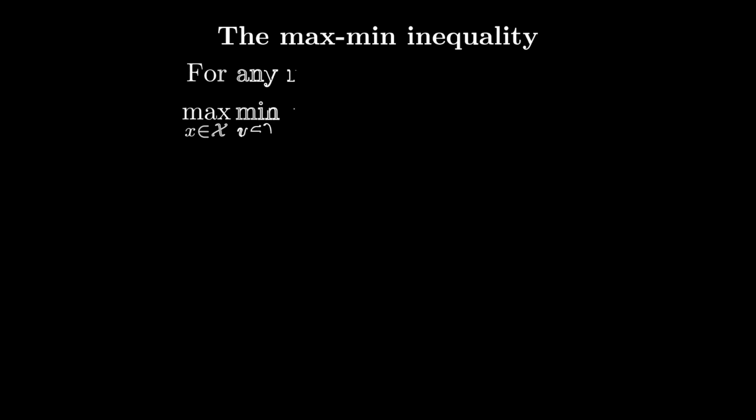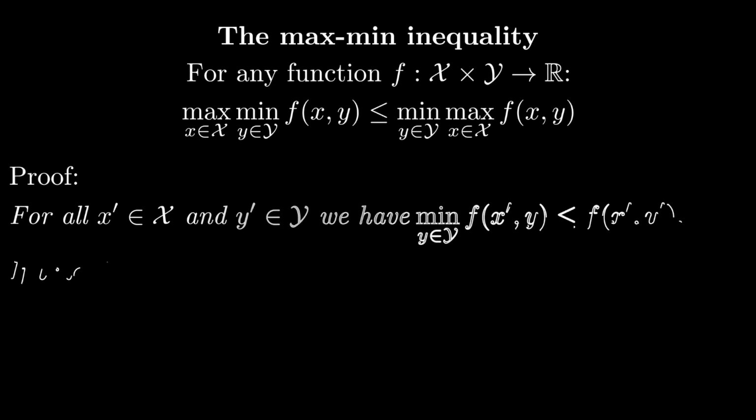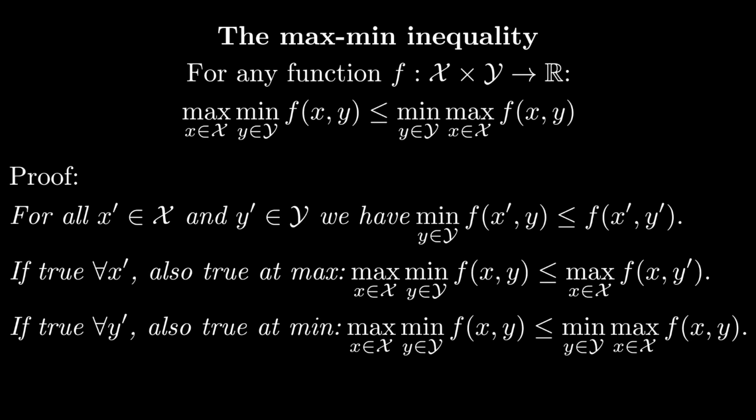Our starting point for talking about duality is to talk about the max-min inequality, which is an inequality that is true for any function of two arguments. All it says is that the maximum over one variable of the minimum over the other variable is never larger than doing it the other way around. That is, the max of the min can't be larger than the min of the max. The proof is not too hard.